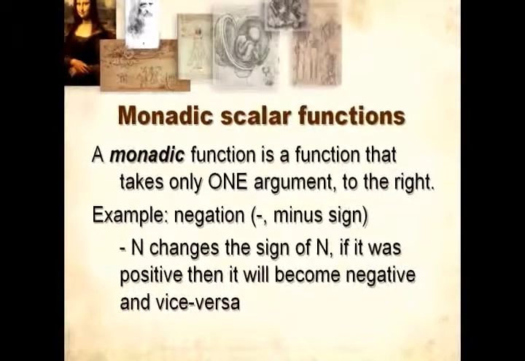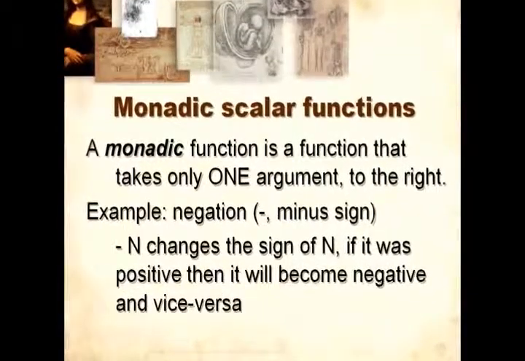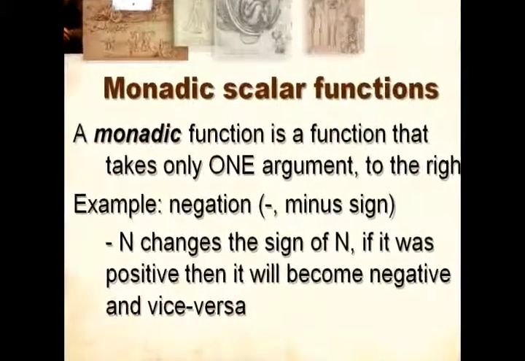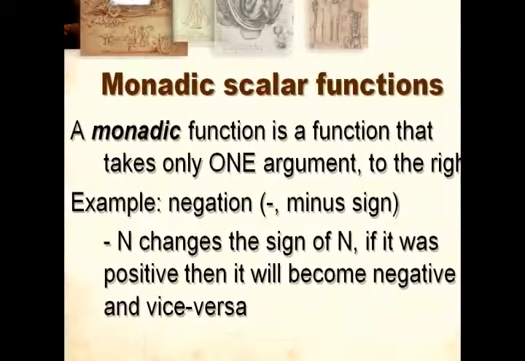Negation changes the sign of a number. If it was positive, it becomes negative, and vice versa. But it does it on each number in its argument, whether this was a vector, a matrix, or a simple number.